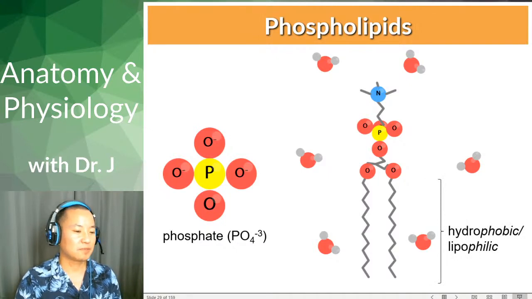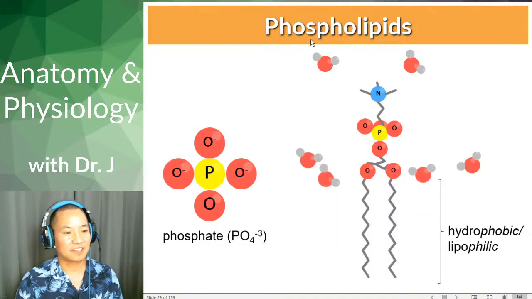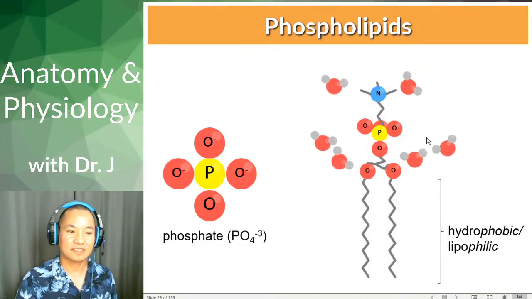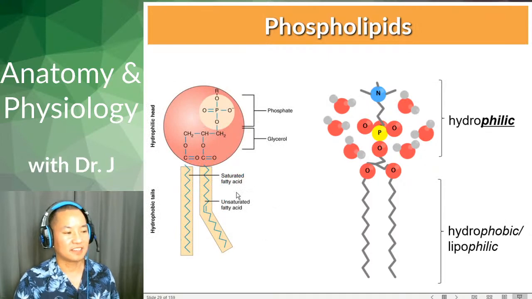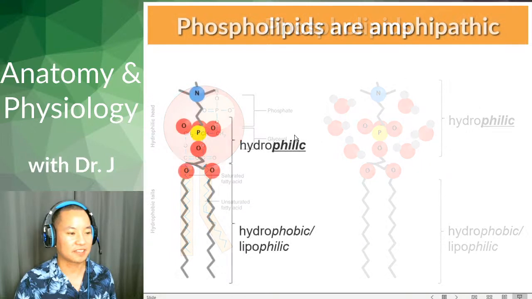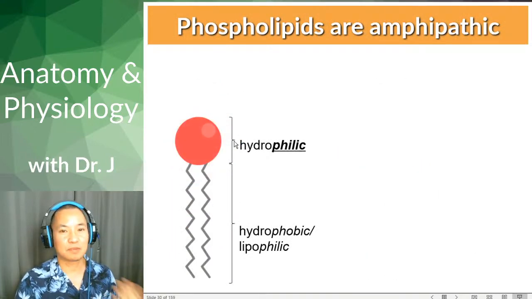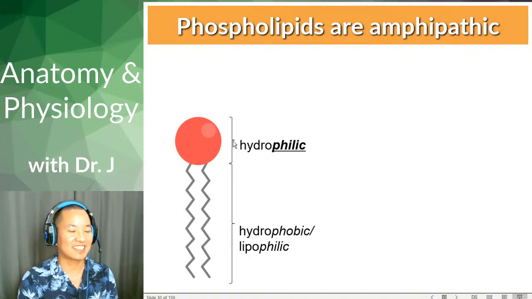So it has a hydrophobic side, that's the fatty acid side. Remember, fatty acids don't dissolve well in water, whereas the head right here with the phosphate group attached to the lipids, this is the hydrophilic side. This is the example from your OpenStax book. You can see the phosphate and the glycerol right here. So they're amphipathic in that they have a side that's hydrophilic, and they have a side that's hydrophobic. So they have properties of both.